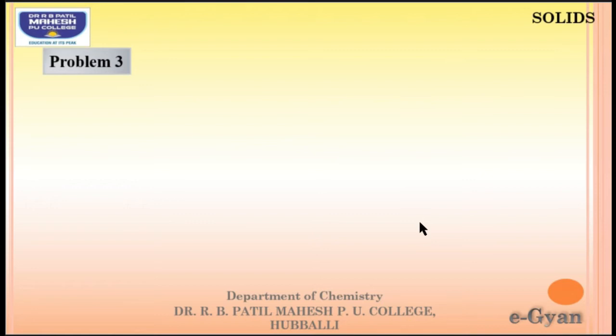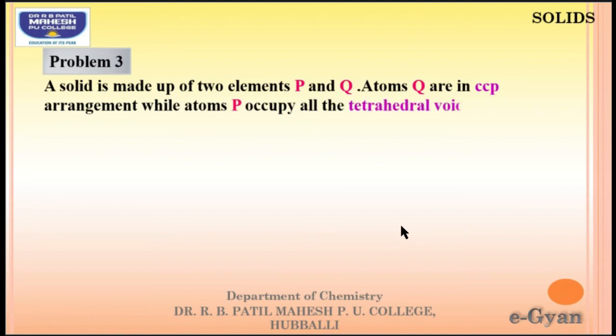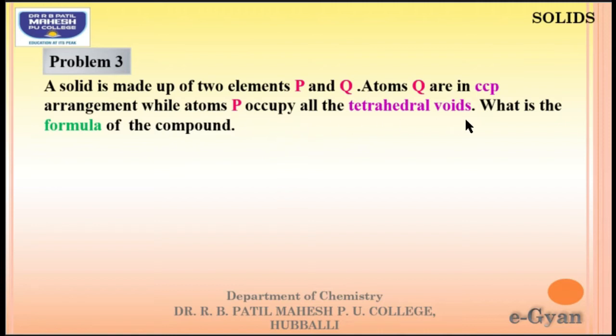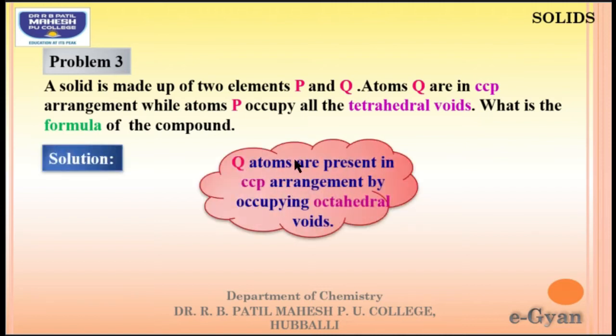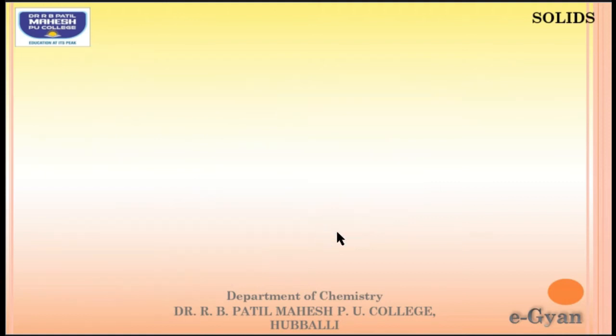Third numerical: a solid is made up of two elements P and Q. Atoms of Q are in CCP arrangement, while P occupies all the tetrahedral voids. What is the formula of the compound? Q atoms are present in CCP arrangement, hence there are tetrahedral voids, and one Q atom forms 2 tetrahedral voids which are occupied by the P atoms.